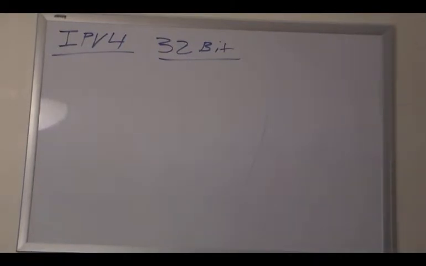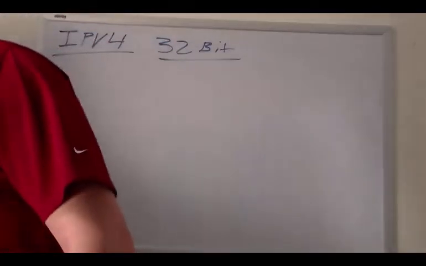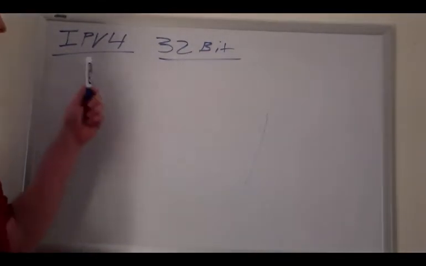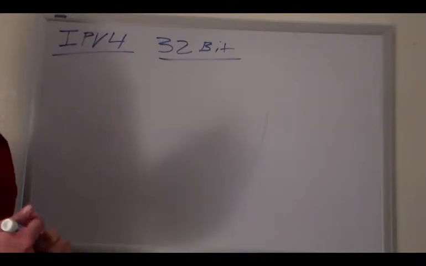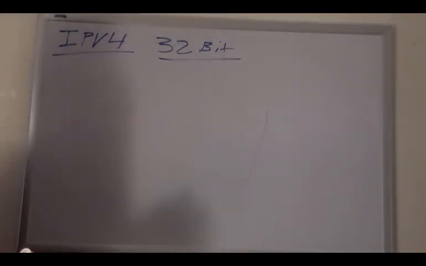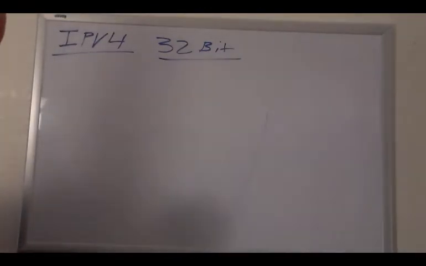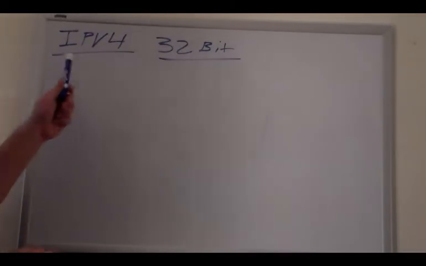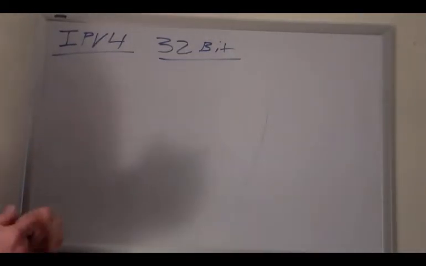So there are two forms of IP, and it's IPv4 and IPv6. IPv4 is a 32-bit architecture system. That's really the most prevalent system that we have out there today. We'll get into IPv6 a little bit later. It's a little bit more complex than this. So IPv4 uses a 32-bit system.